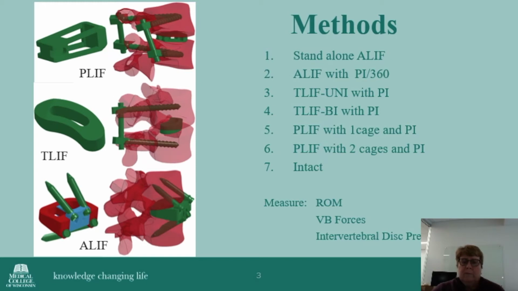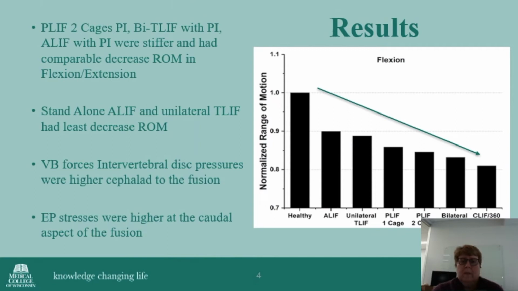Measurements were made on range of motion, vertebral body forces, and intervertebral discal pressures. As you can see from this graph, as expected, the 360 appeared to be stiffest and had the most significant decrease in range of motion. The most flexible constructs were the standalone A-lift and the unilateral T-lift with posterior instrumentation. We were able to show that vertebral body forces and intervertebral disc pressures were higher cephalad to the fusion, and end plate stresses were higher at the caudal aspect of the fusion.